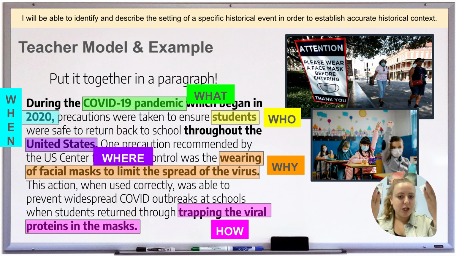Take a second and make sure that you have these annotations in your guided notes as well, because every single time that you're doing historical context, you want to make sure that you have included these 6 things.